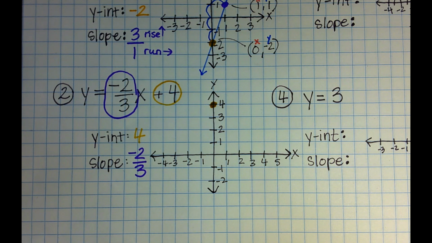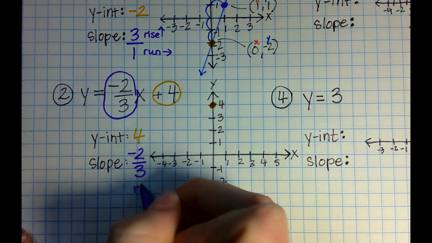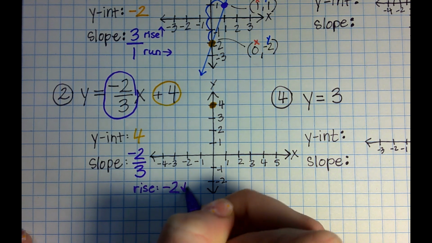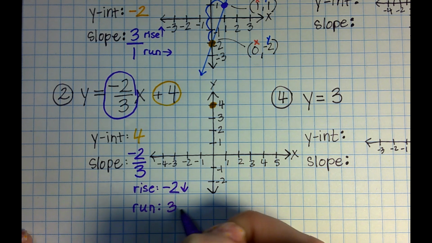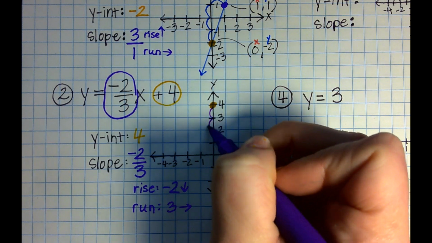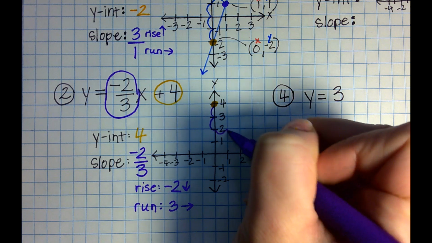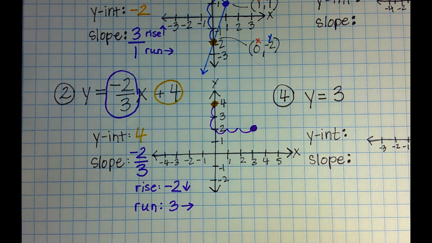Down 2. Yes. Since our slope is negative, instead of rising up, we rise down. So I'm going to label this over here. My rise is -2, and my run is over 3. So we're going to go down 1, 2, and then over 1, 2, 3. There. Okay.